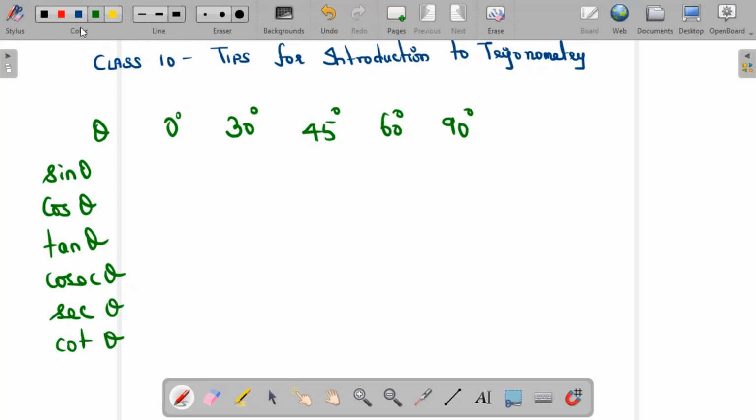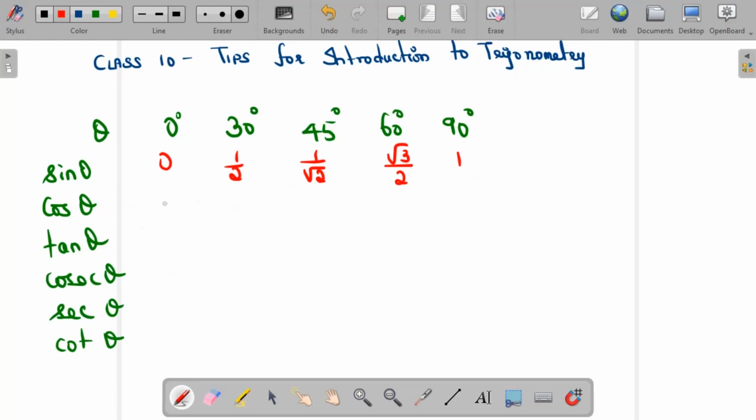Now sin 0 is equal to 0, sin 30 is equal to 1 by 2, sin 45 is 1 by root 2, sin 60 is root 3 by 2, and sin 90 is 1. Once you know this particular row, all the other things can be derived from this. So how do you do it?